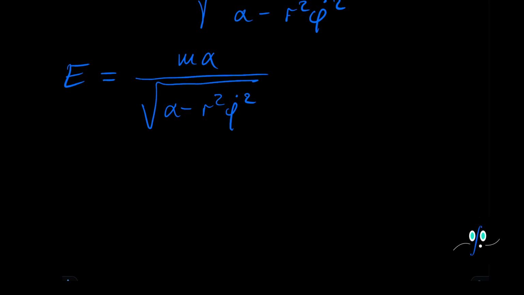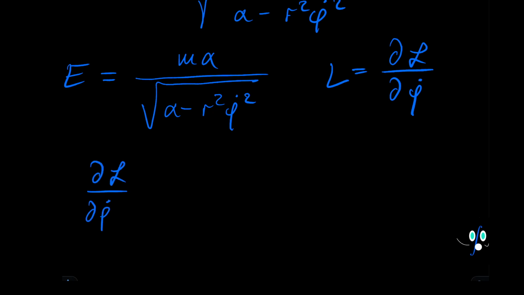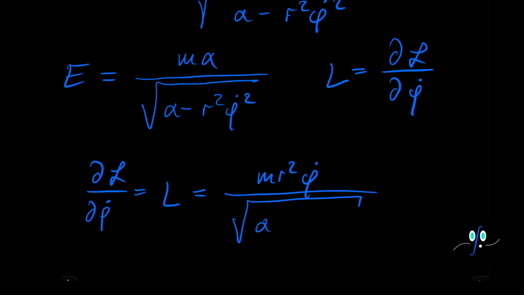to introduce a new constant of motion, and this is going to be the angular momentum, because the angular momentum is as well conserved as the energy. The angular momentum, which is capital L, is in Lagrangian mechanics defined as the derivative of the Lagrangian with respect to phi dot, and we already calculated that. So the derivative of the Lagrangian with respect to phi dot is the angular momentum, which is constant at all times, and this is just m r squared phi dot, not phi dot squared, just phi dot, divided by the square root of alpha minus r squared phi dot squared.